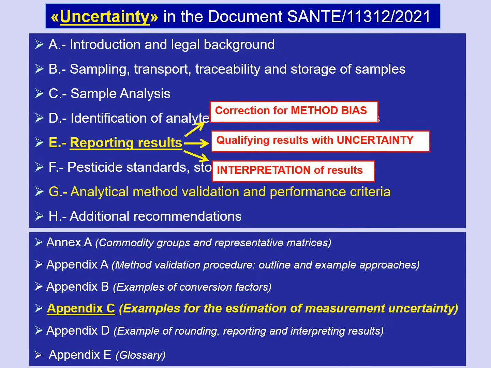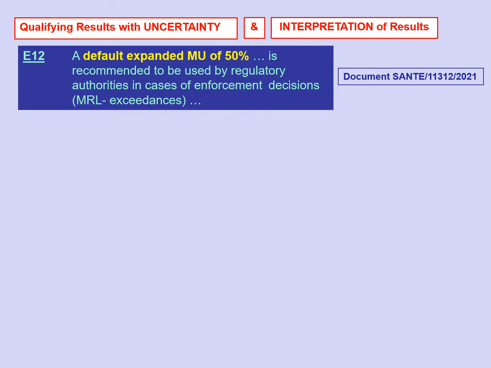Let us now turn to the guidelines in Section E, Reporting Results, of the SANTE document, which have been established taking into account all the international guidelines just mentioned. We will start with paragraph E12, in which a default relative expanded measurement uncertainty of 50% is recommended by regulatory authorities to be used in cases of enforcement decisions, in cases of MRL exceedances.